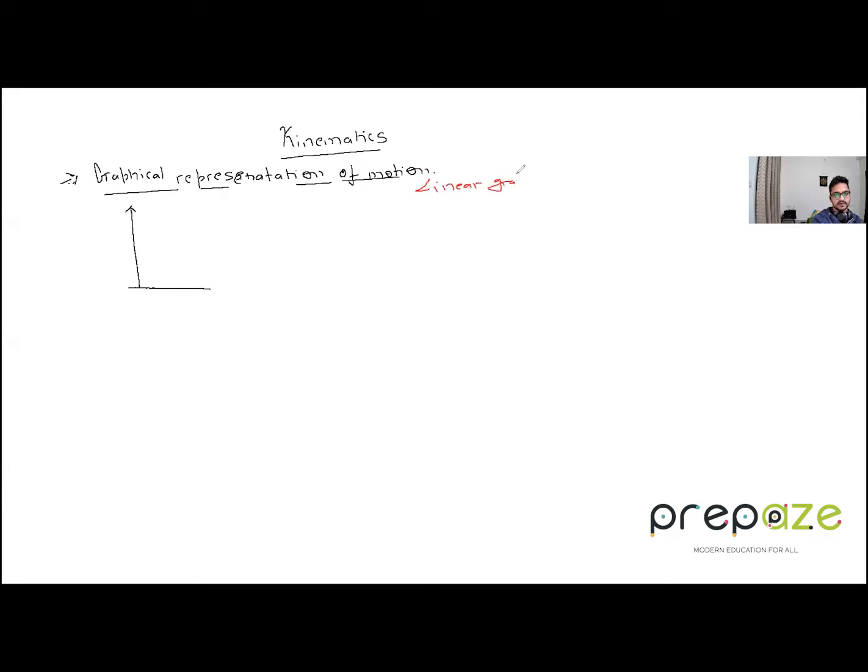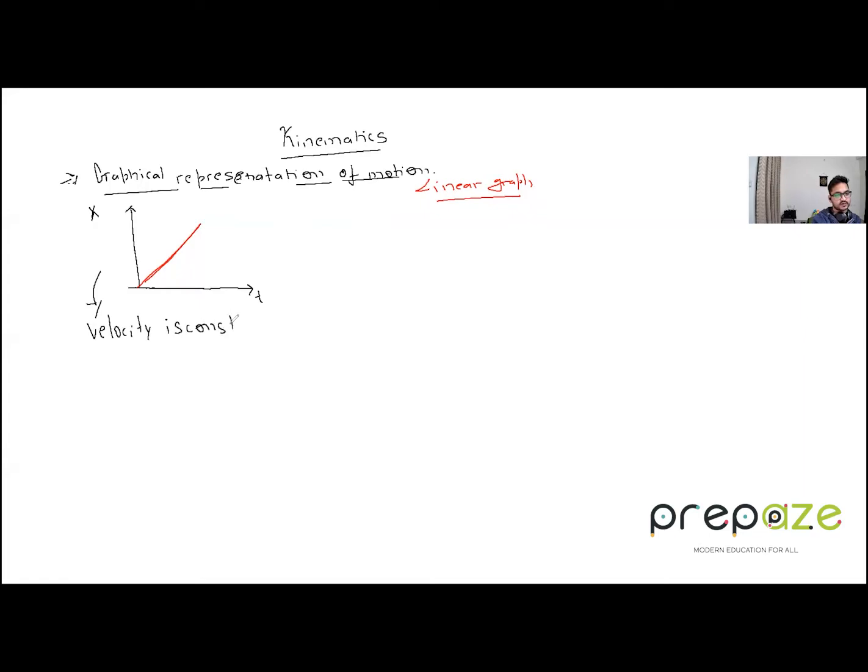Linear graphs means that the displacement-time graph, or x-t graph, looks something like this, a straight line. This is the first type. If you attended my previous session, I told you this type of displacement-time graph is a uniform motion graph. That is, the velocity is constant in this case.